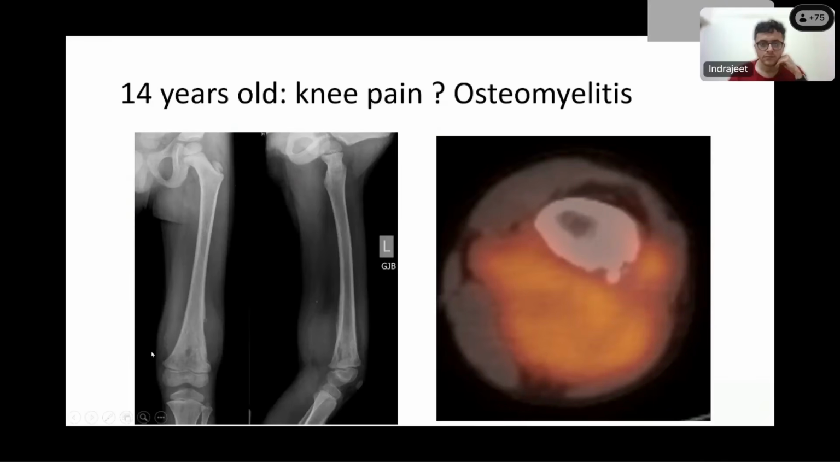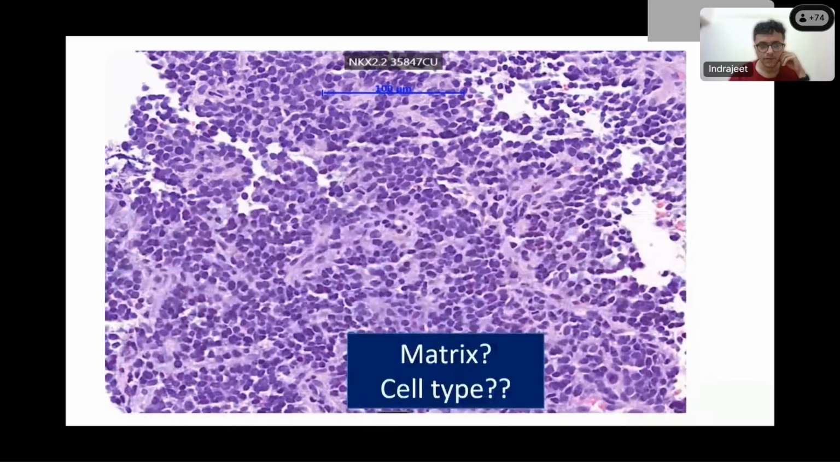Now, this 14-year-old female patient, she came with knee pain, and on this X-ray, somebody suggested osteomyelitis, but then this was the PET scan, and you can see that it's a huge soft tissue mass with the involvement of the cortex of the bone as well. This is the biopsy. So who will describe this biopsy?